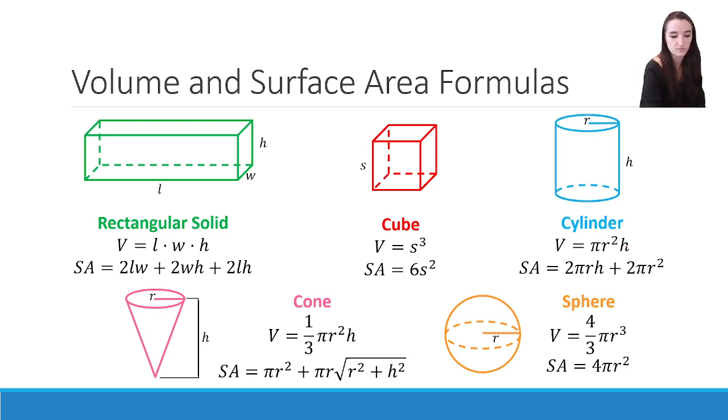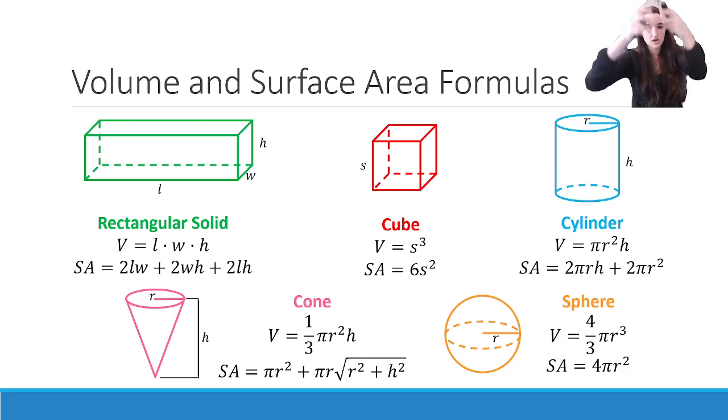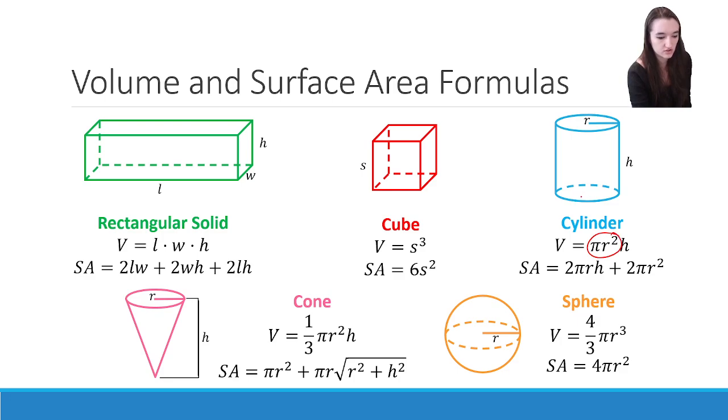A cylinder is sort of like taking a circle and stretching it up through space. So we need the area of a circle right here, pi r squared, which is the area of this circle right here, multiplied up through space, multiplied by the height. Just like the area of this rectangle was multiplied up through space by the height.